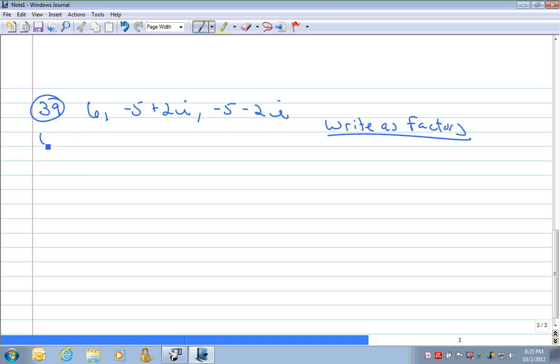So if your solution is 6, your factor was x minus 6. If your solution is negative 5, then your factor was x plus 5. Then the next factor is x plus negative 5 plus 2i. And your other factor would be x plus negative 5 minus 2i. So those would be your factors.